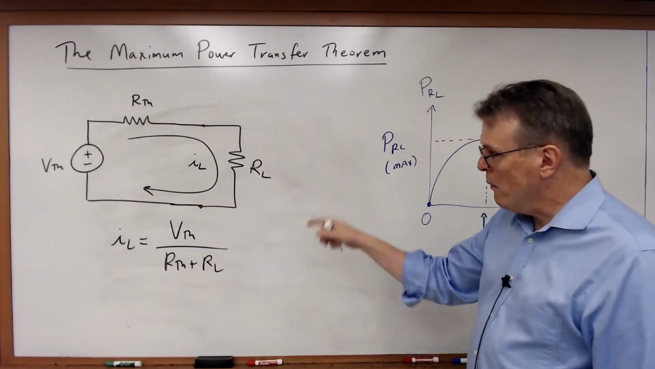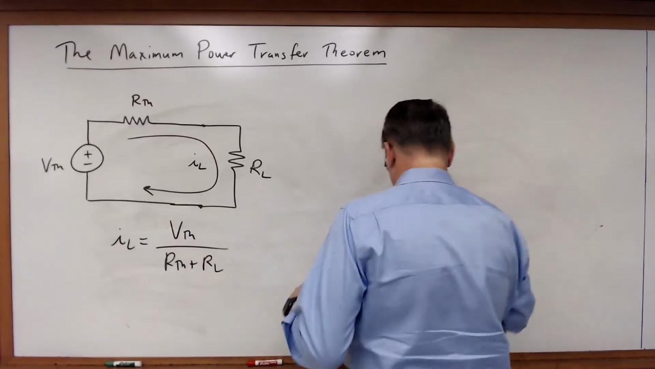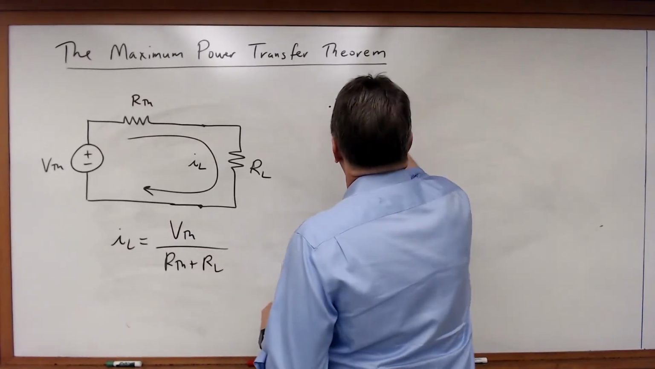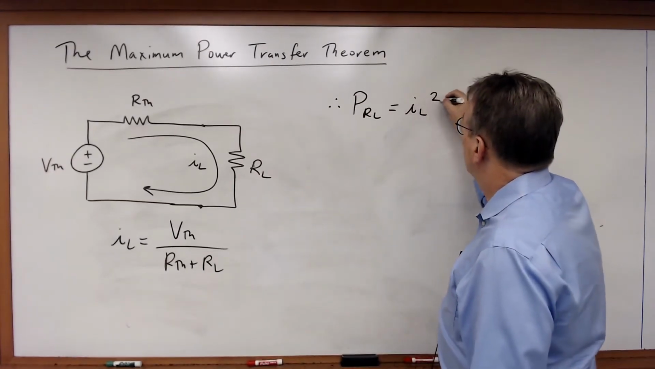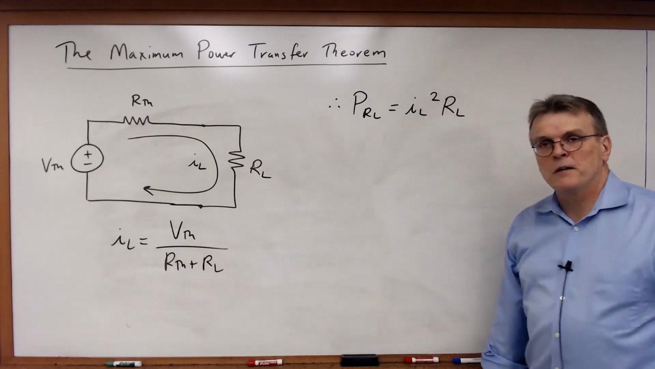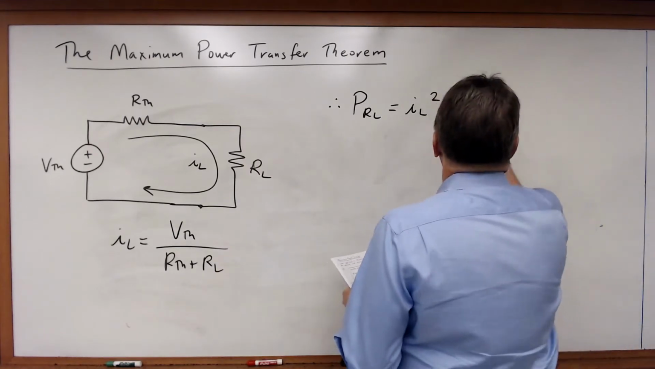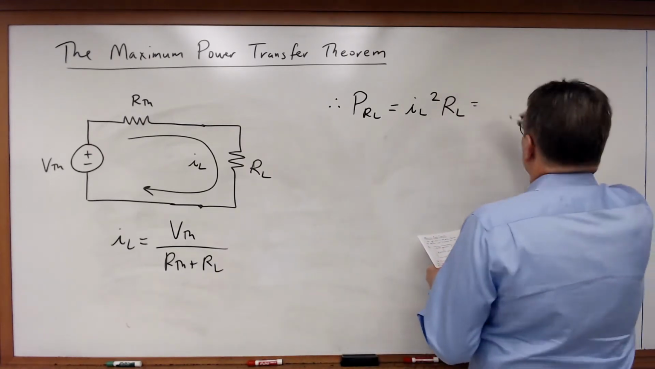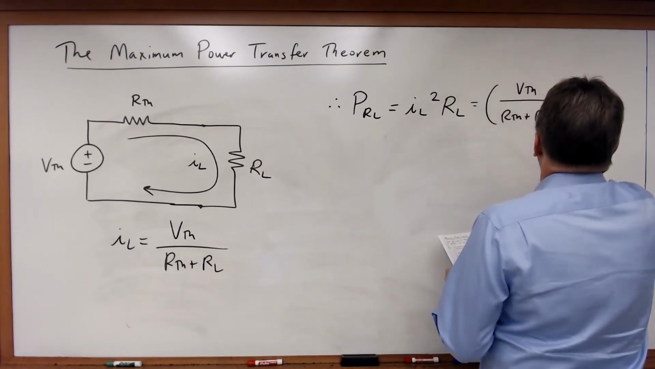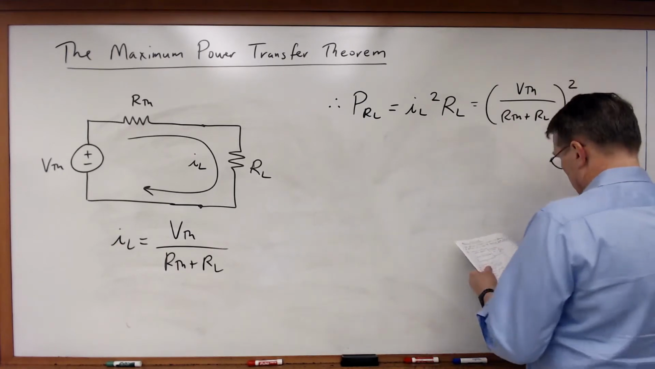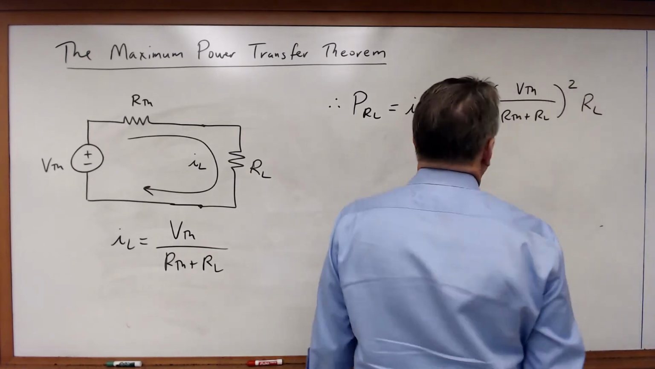Therefore, the power in that load resistor must be equal to IL squared times RL, once again using the definition for power in a resistor, which will therefore be equal to VTH over RTH plus RL, squared, times RL. So here's our expression for the power in that load resistor.